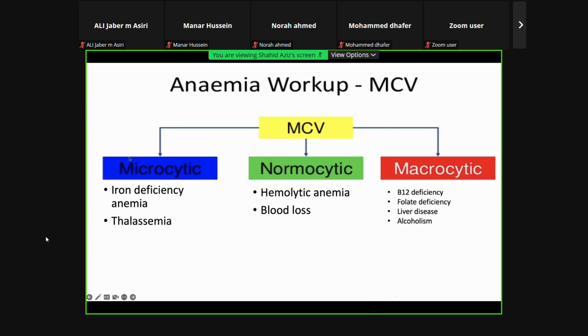So then according to microcytic, normocytic, and macrocytic, you can divide it into different types of anemia. Important causes of microcytic anemia are iron deficiency anemia and thalassemia. Normocytic is hemolytic anemia and blood loss, and macrocytic anemia is B12 deficiency, folate deficiency, liver disease, and those who are alcoholics.